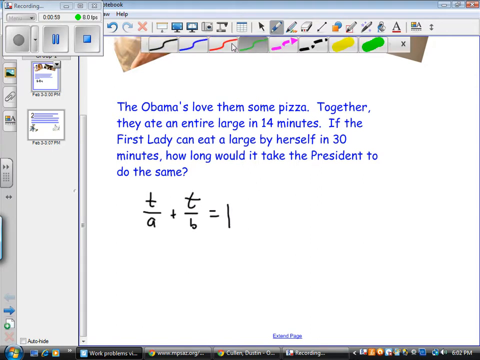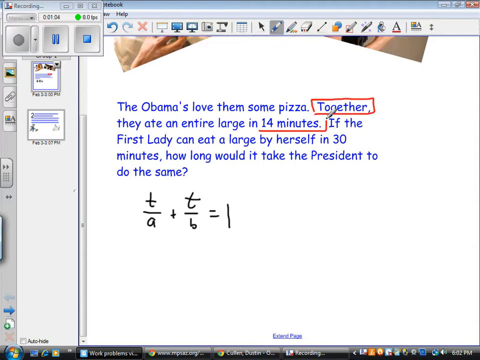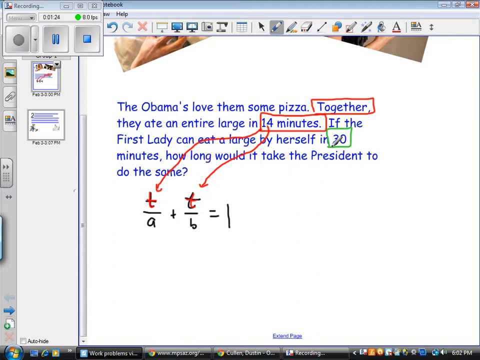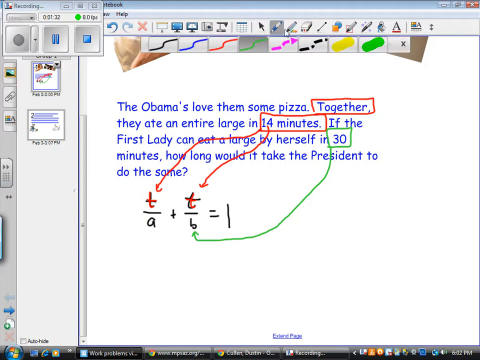We also need to consider here that together they can do this in 14 minutes. So that together time, that's our T. Alright? So that 14 minutes I'm going to put here and I'm going to put here. Now individually, the First Lady can eat a pizza in 30 minutes, so I can either put that there or for the A, doesn't matter. But the idea is that I need to find A, and that's going to be how long it would take the President to eat a whole pizza.